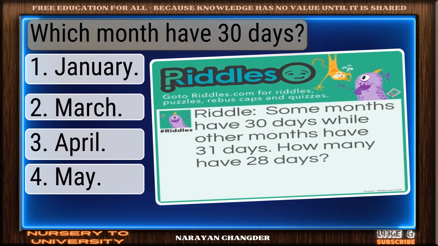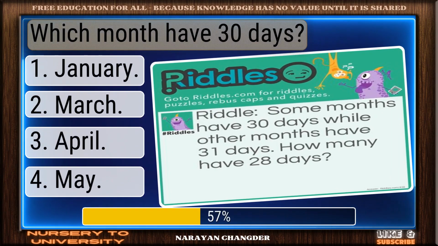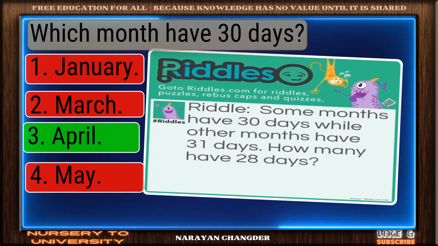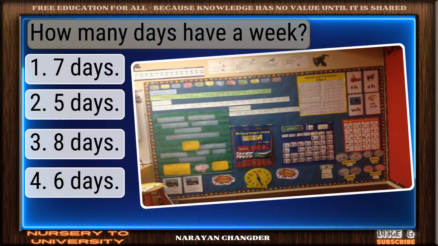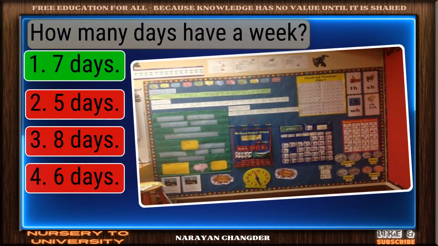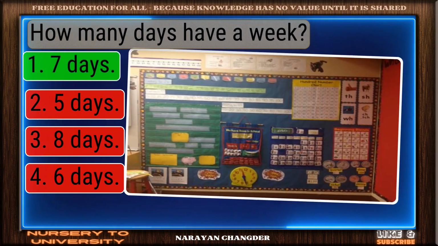Which month has 30 days? Nicely done. April is a solid answer. How many days in a week? Excellent choice. 7 days is the right answer.